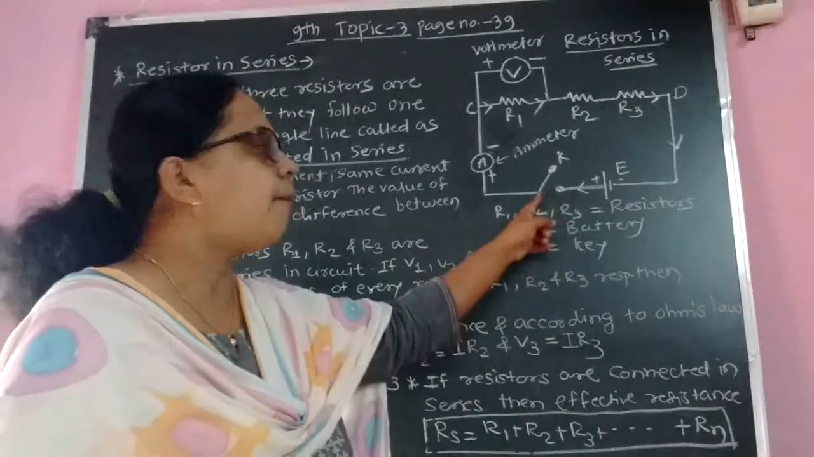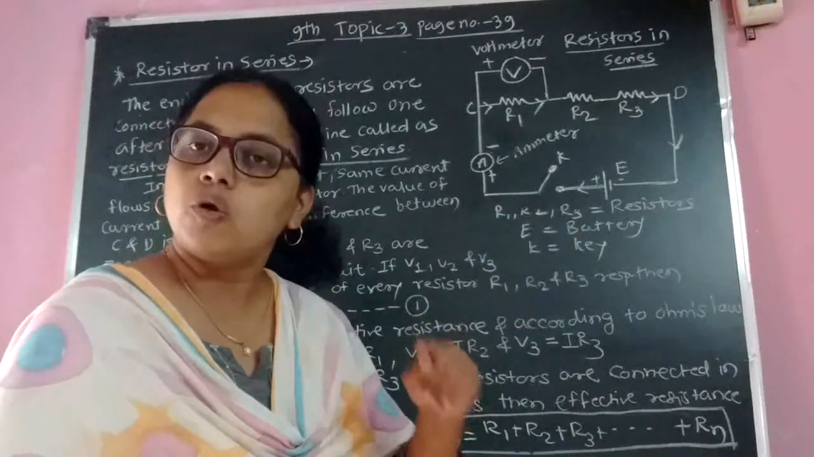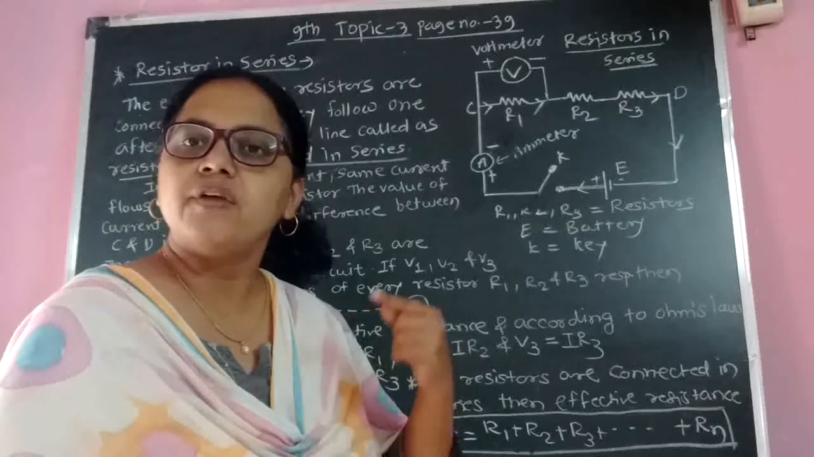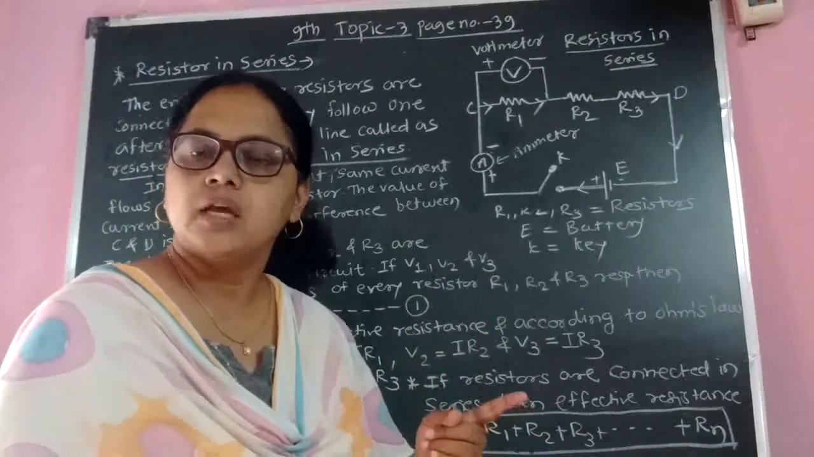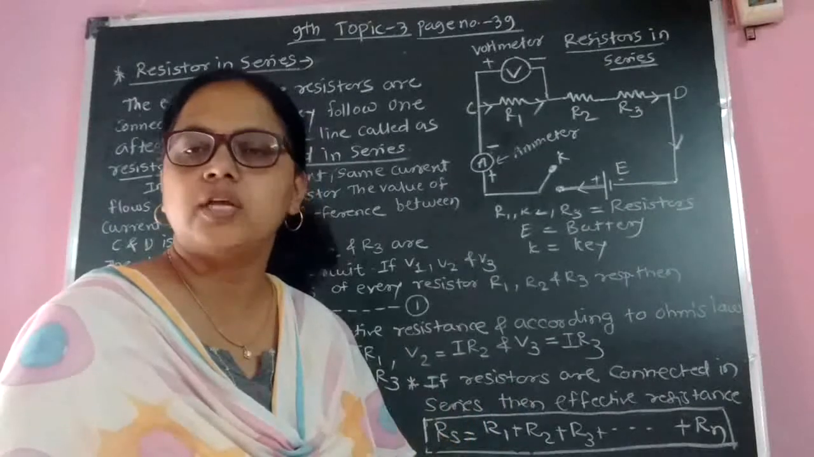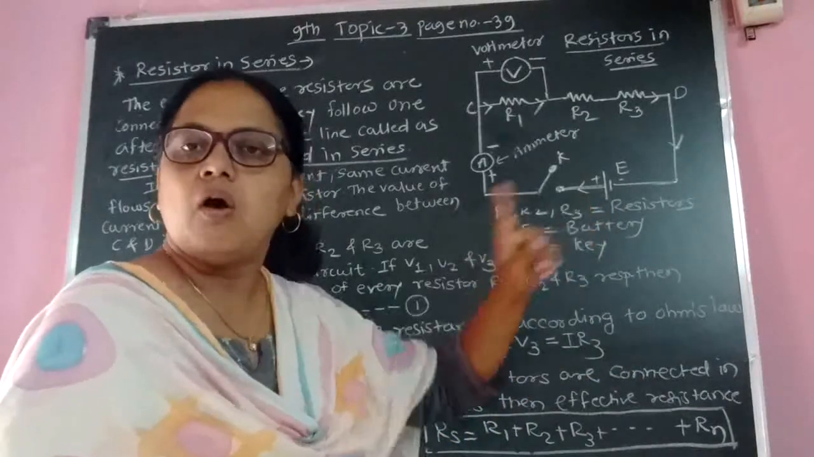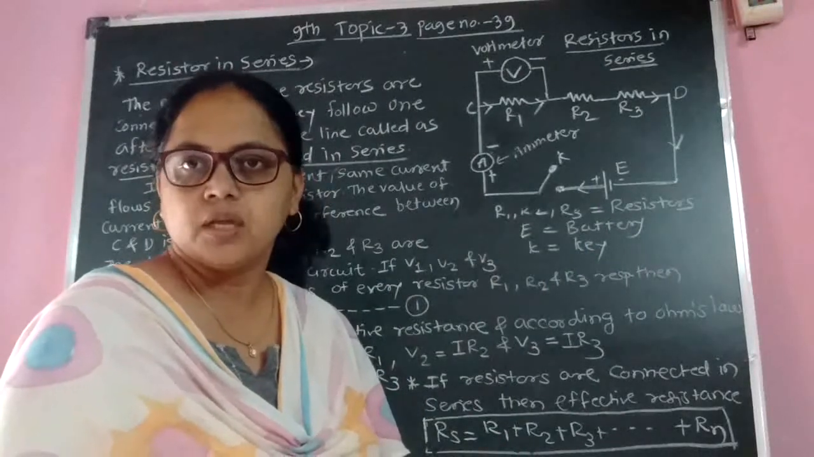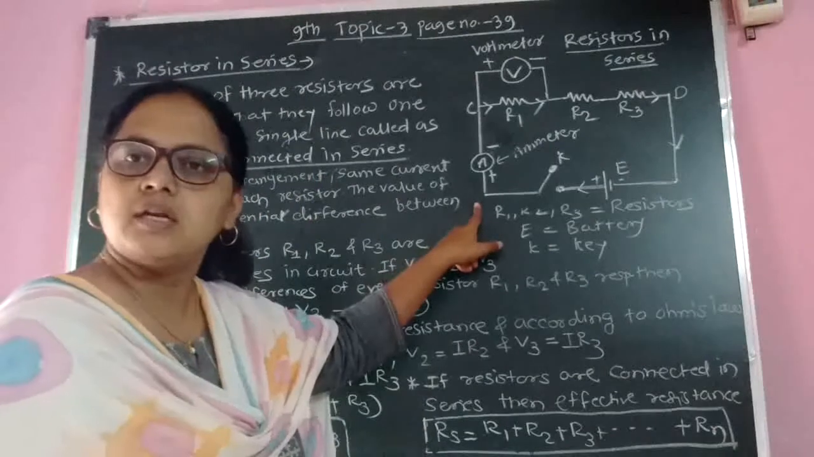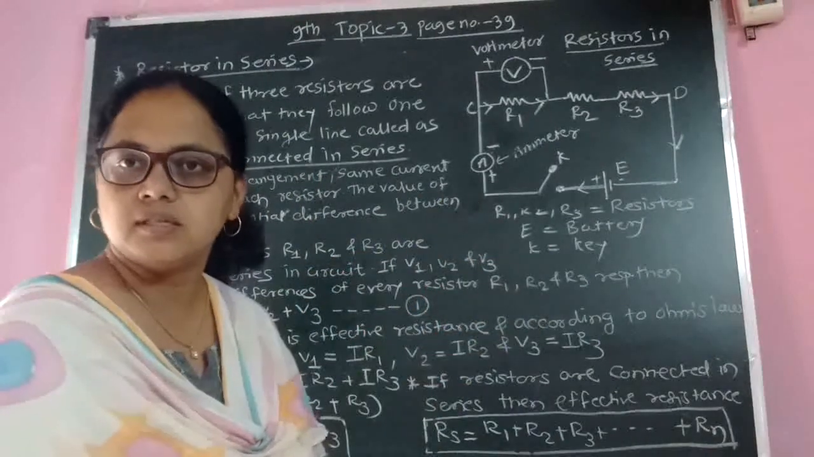This is the symbol of a plug key. That is, this is the button. When we close the plug key, the current will flow in the electric circuit. When we open the plug key, then current does not flow through the electric circuit. This is the symbol of a battery, E. Always remember, a battery has a positive and negative terminal. Then, how does this electric circuit work when all resistances are connected in series?